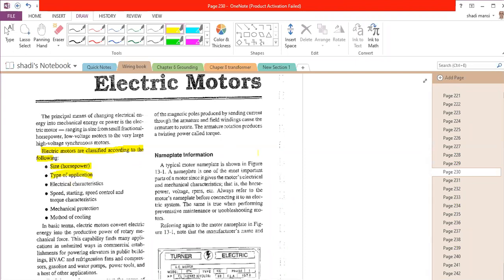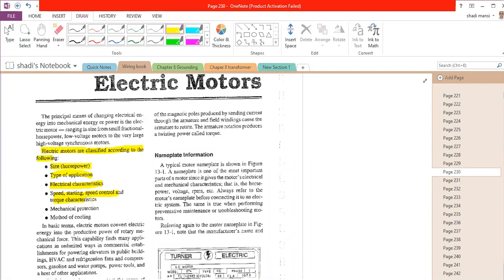Type of application, where we can use the motor. And then we are talking about electrical characteristics of the motor. It is very important to know the electrical characteristics, speed, starting speed, control torque, and characteristics, because these are very important. Some motors, for example, run at 1,800. Some motors run at 3,600. Some motors run at a maximum speed of 700. Some motors run at a maximum of, let's say, 500 RPM. So it is very important to know the speed of this motor. And we can find it in the nameplate. I'm going to explain it just in a while.